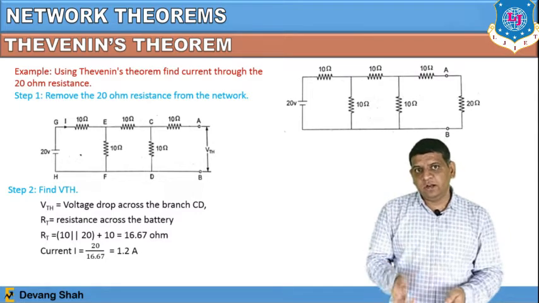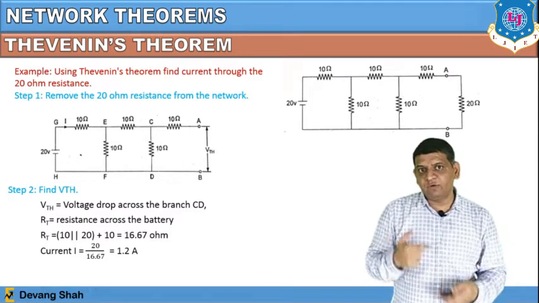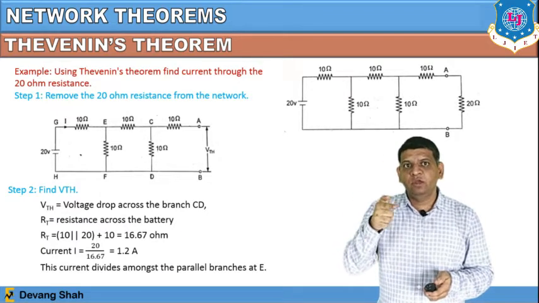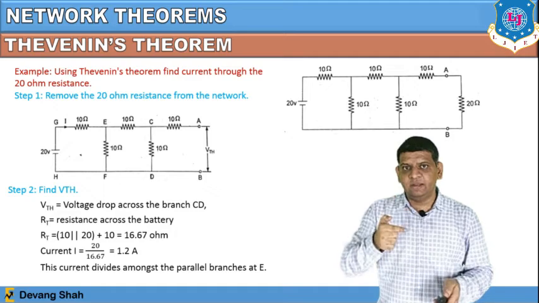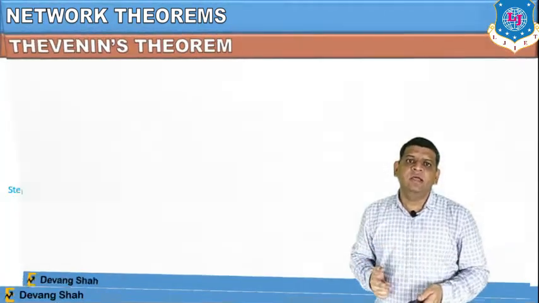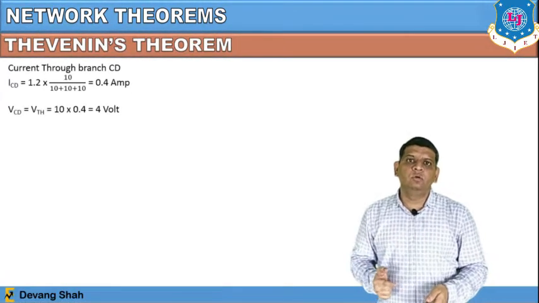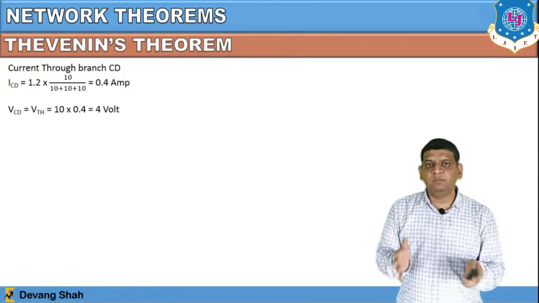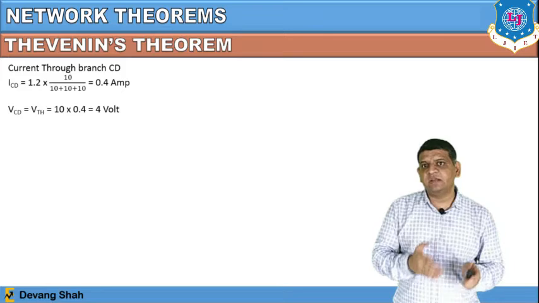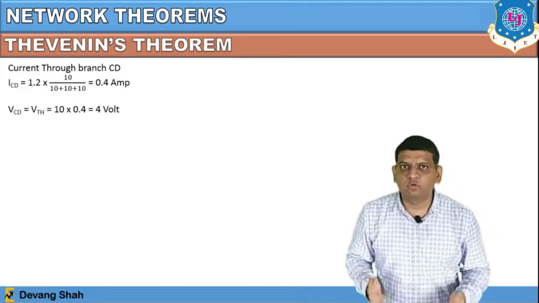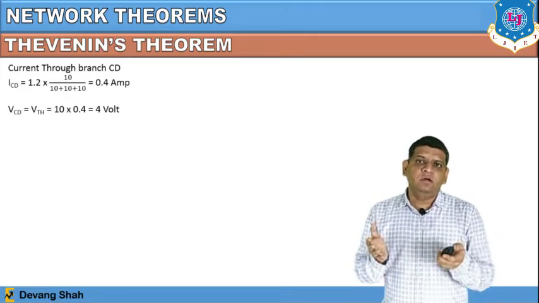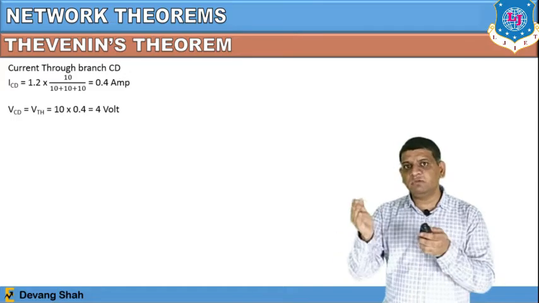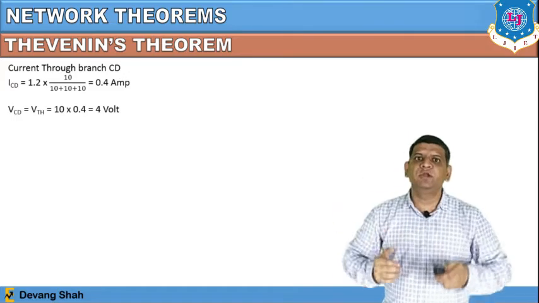So that's the current. Now that current I have to find, which is passing through G to E and then from E to C and D, right? So ultimately I have to apply the current divider rule, where ICD is nothing but 1.2, that is my total circuit current, multiplied by 10 divided by 10 plus 10 plus 10, which is the current divider rule. From that I can find the current passing through the 10 ohm resistance, or the resistance between terminal C and D, which is 0.4 ampere.